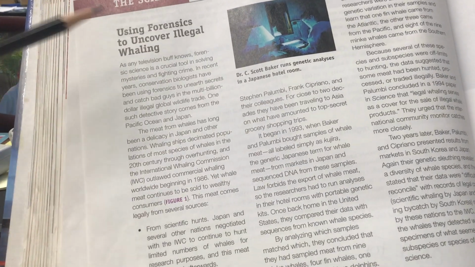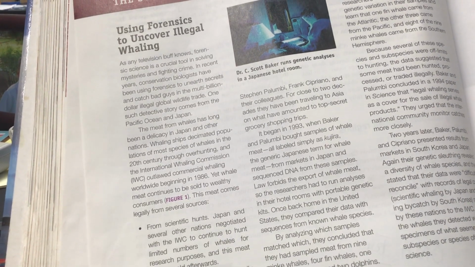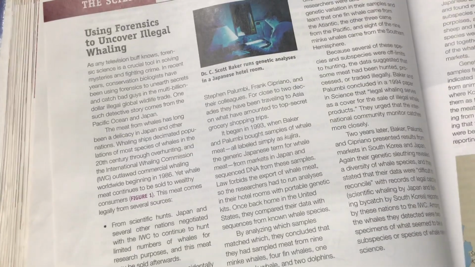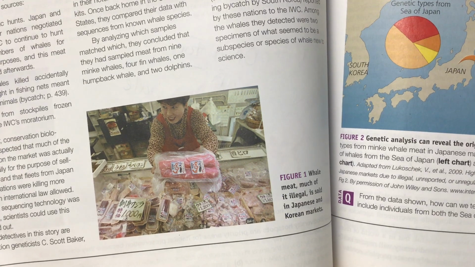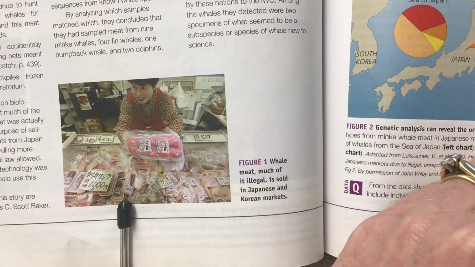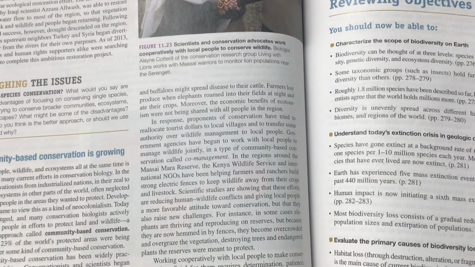On page 300 is the story of how we use forensics to uncover illegal whaling. I'm not going to have you sticky note it, but it's a good thing to read and understand what they're doing as a solution. And here is a market showing that they're going to check and make sure it's not illegal meat. And that's it for chapter 11.